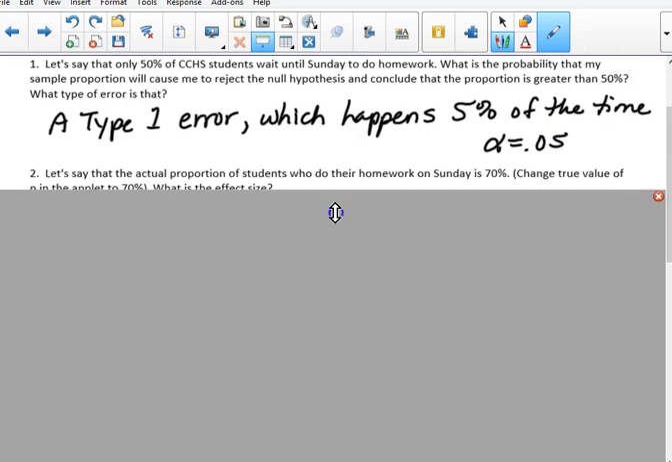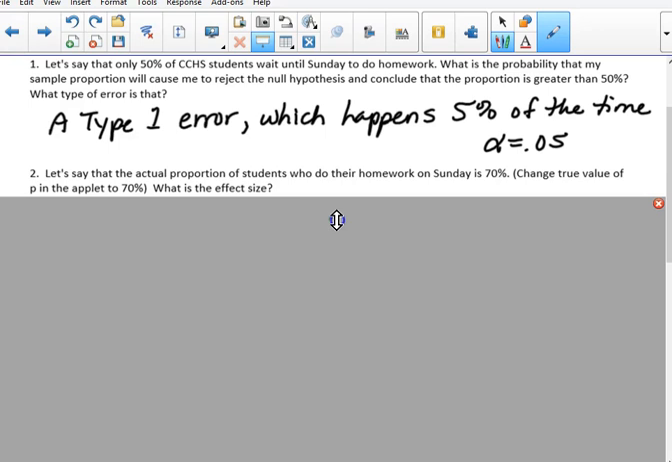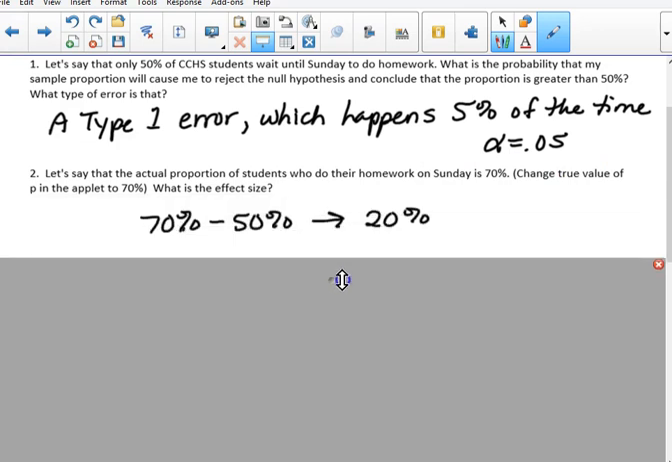Question 2. Let's say that the actual proportion of students who do their homework on Sunday is 70%. Okay, so that would be changing the true value of P in the applet. What is the effect size? Well, the effect size is the difference between the true population proportion, which is 0.7, and the hypothesized, which is 0.5. So the effect size is that difference. So it's 20%.